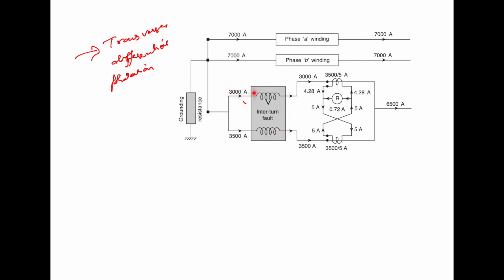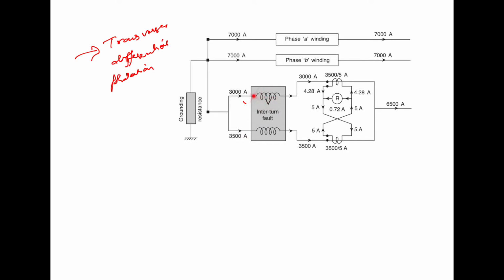Like you have the current is 3000 ampere in this and 3500 ampere in this. So the current in each parallel section is compared with that in the other section. And if there is any interturn fault in one section, then the current will differ and flow as spill current through the overcurrent relay. As shown here, we will have the current of 3000 ampere and the current of 3500 ampere.